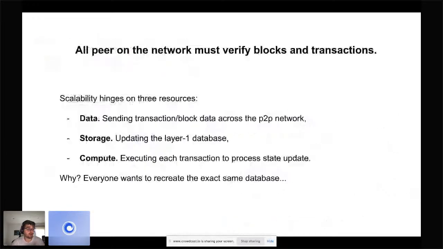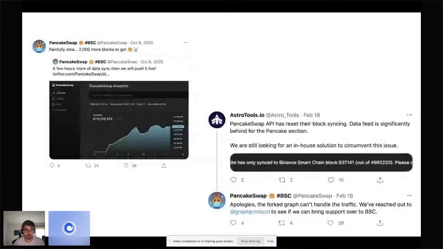And one question could be, well, why don't we just increase the TPS of Ethereum to 55 per second? And this is what they've done on Binance. And the issue is that when you increase the TPS, we hit the bottlenecks, and not every peer on the network can keep up, verify blocks and transactions in real time. So here, PancakeSwap is 2,000 blocks behind the Binance blockchain.